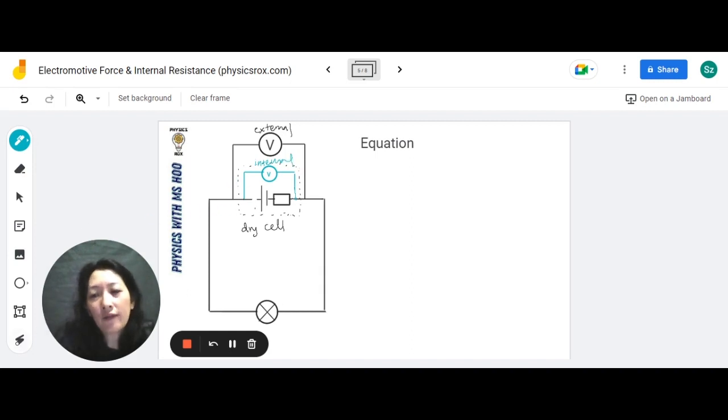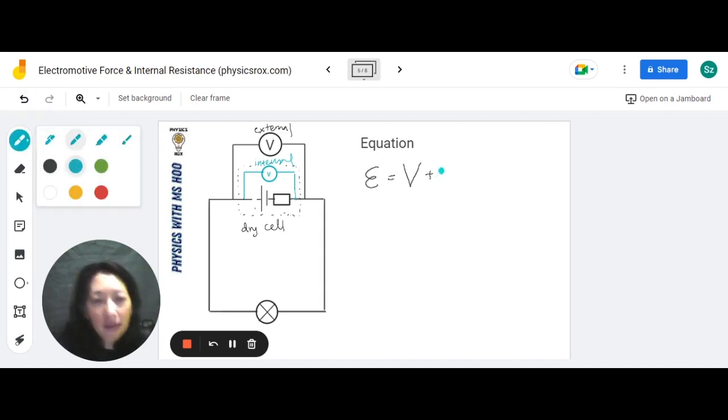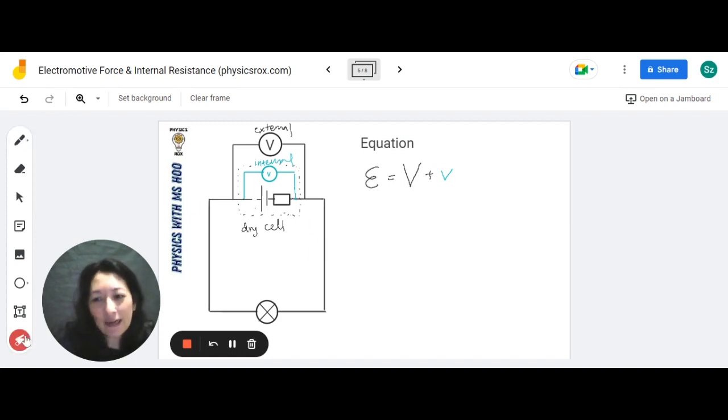Now, electromotive force is the total work done by the dry cell. So it's the total voltage of the entire thing. So I'm going to write this way. The curly E represents electromotive force, right? So E basically represents the external V, plus the blue V, which I'll write as a smaller v over here, just to make it clear. This is the external V and this is the internal v.